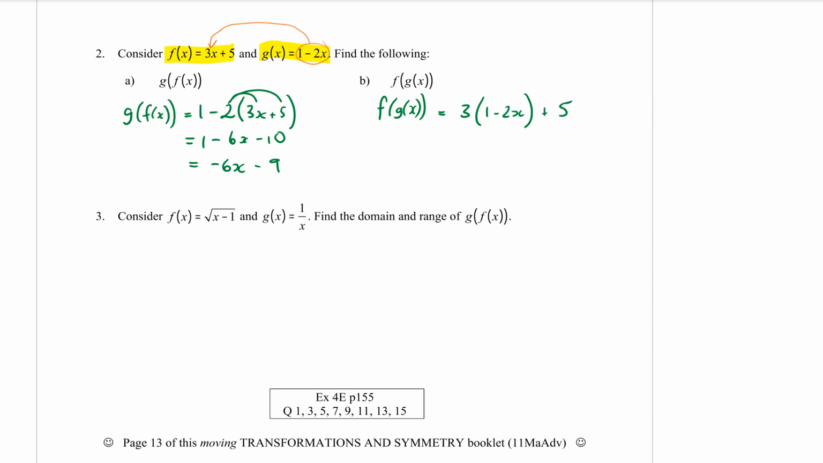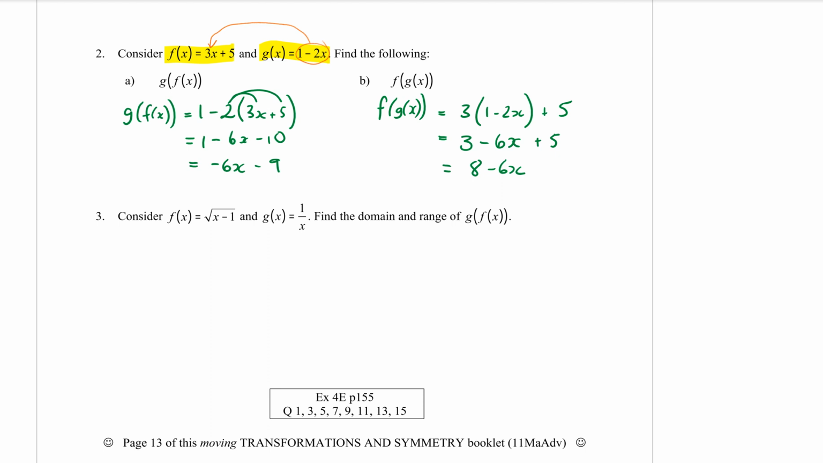Getting the idea? Yeah. It's a little bit weird, I know, at first, but it's just subbing one thing into the other, kind of like simultaneous equations with some weird notation in there. So expand out the brackets. 3 times 1 is 3, minus 3 times 2 is 6x plus 5. Collecting like terms, that's 8 minus 6x. Now, that was a bit of practice.